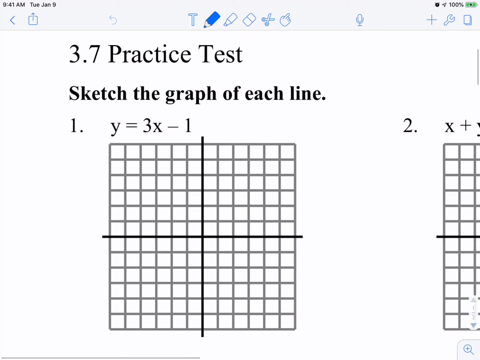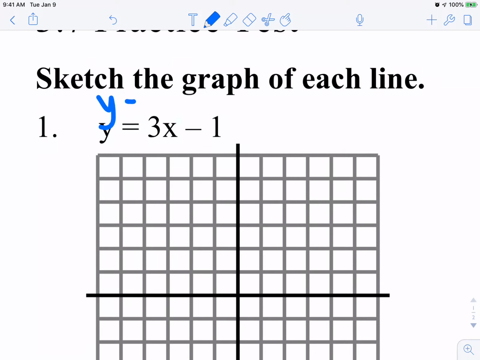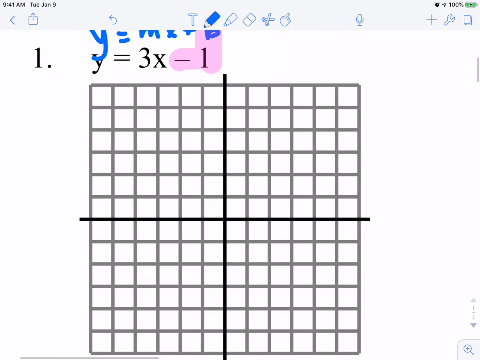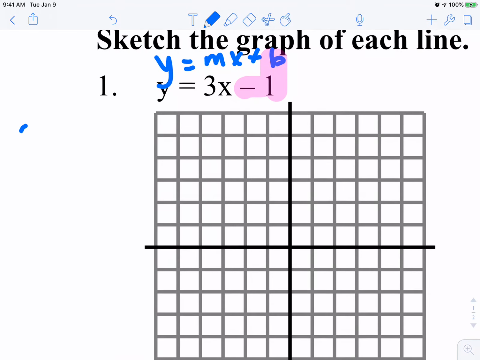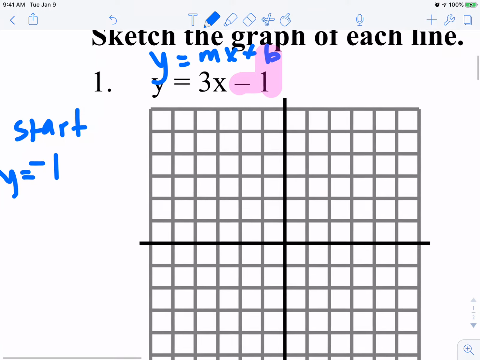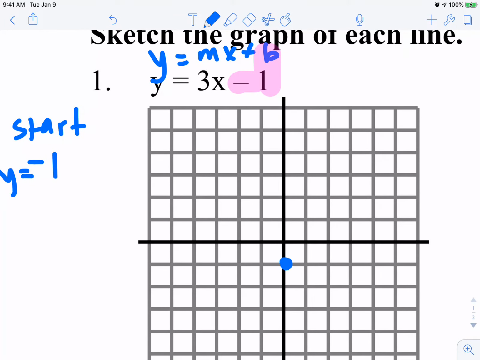This is already in y equals mx plus b. So remember, you start at that b. So this is a -1. So we're going to start at y equals -1. Let me go down 1.